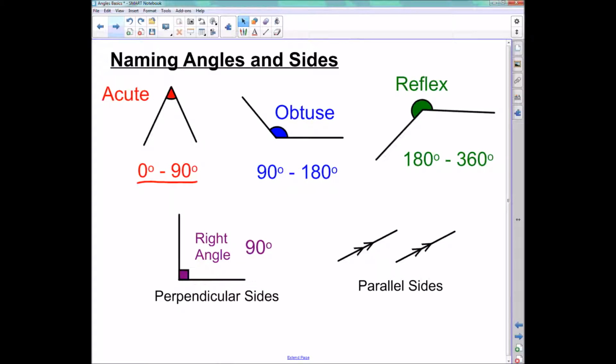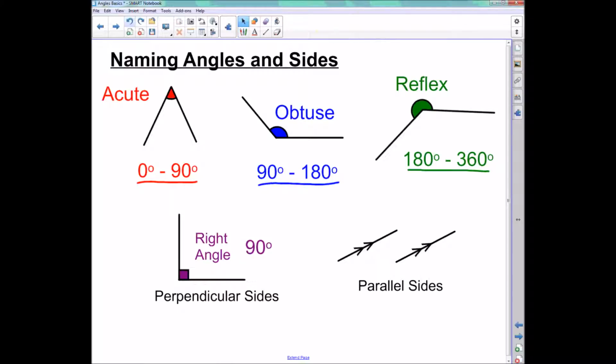The next size up is what we call an obtuse angle. The degrees for an obtuse angle are between 90 and 180. The last type of angle is the biggest angle that we could get, and it's called a reflex angle. That's where the angle is turned more than 180 degrees, but we're limited to 360 degrees because that is a full turn.